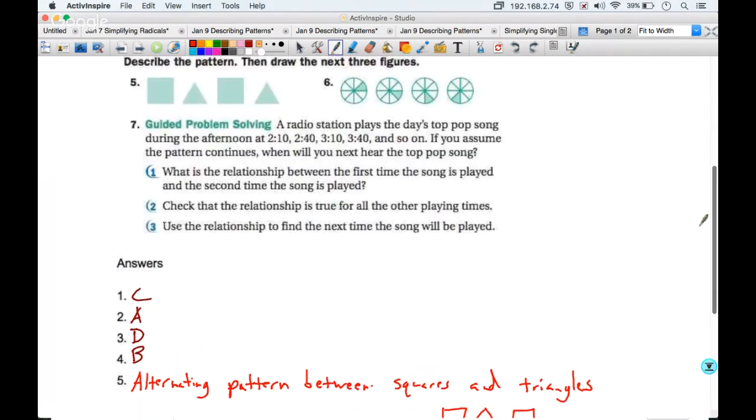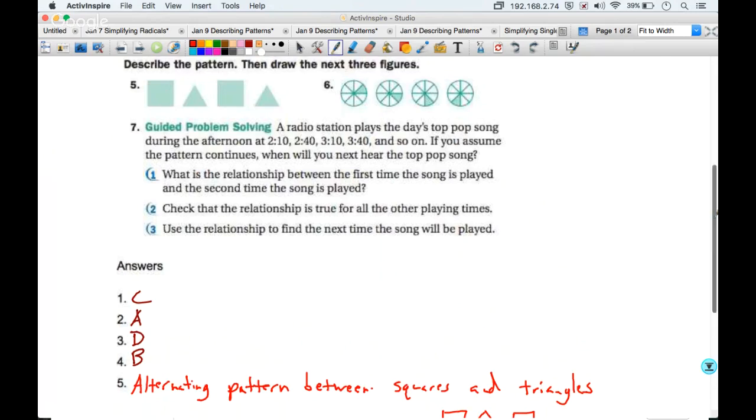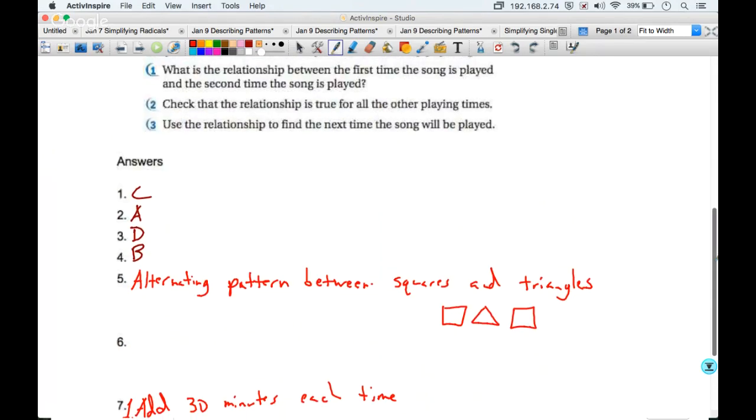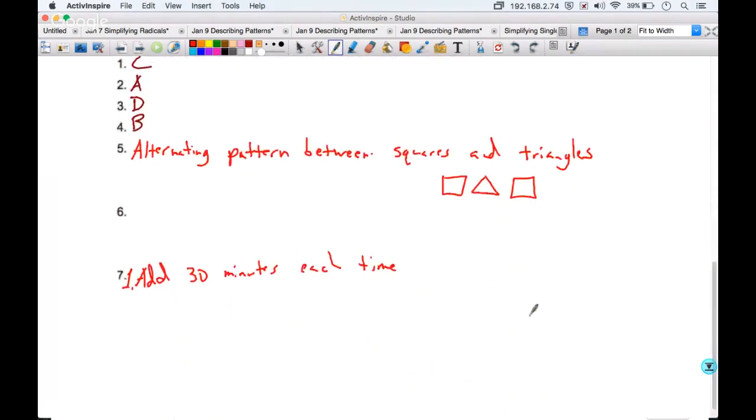Number 2, check the relationship is true for all of the playing times. Let's see. To go from 2:10 to 2:40, yep, that works. 2:40 to 3:10, yes, that's 30 minutes later again. Use the relationship to find the next time the song will be played. Well, it was played at 3:40. So my answer for part 3 is 3:40 plus 30 minutes. 30 minutes after 3:40 is 4:10. That is my answer for part 3.